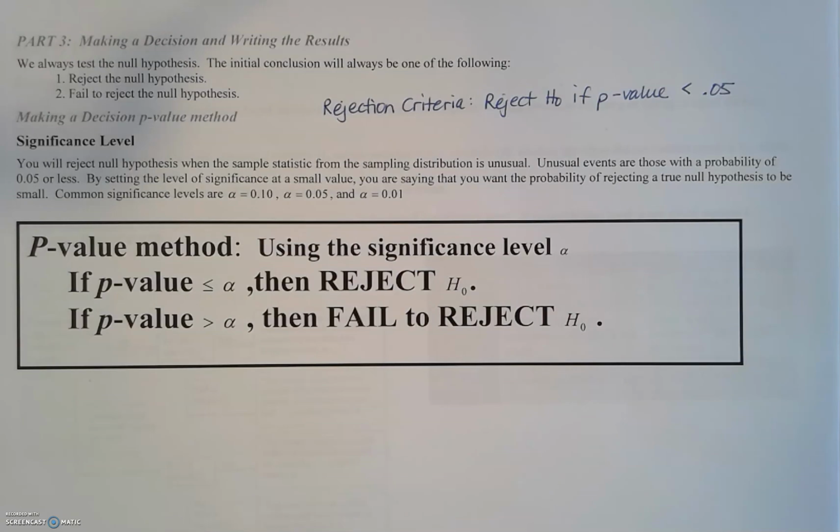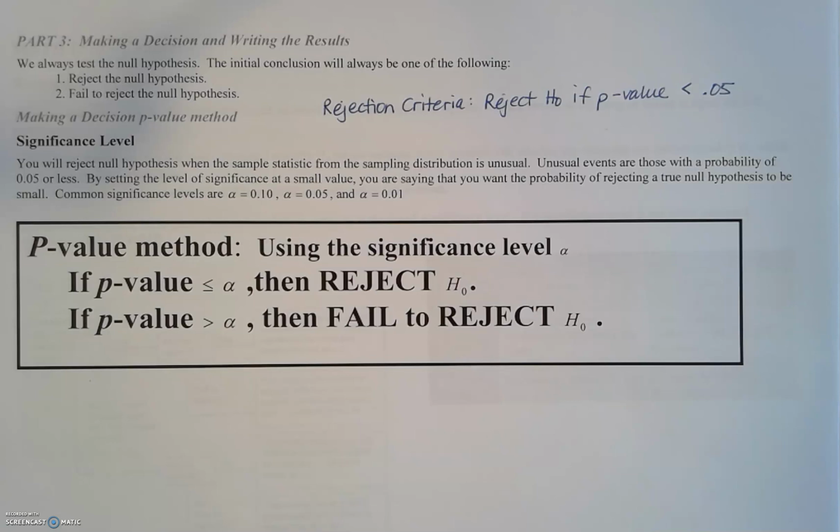So we'll reject the null hypothesis when the sample stats from the sampling distribution is unusual. Unusual events are those with a probability of 5% or less. By setting the level of significance at a small value, you are saying you want the probability of rejecting the true null hypothesis to be very small. Common significance levels are 0.10 or 10%, alpha equals 0.05, 5%, or alpha equals 0.01, 1%.